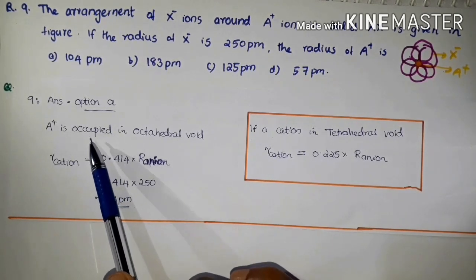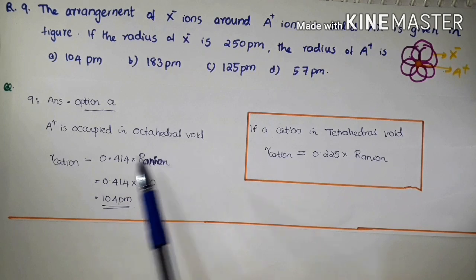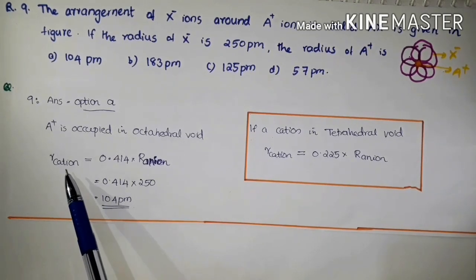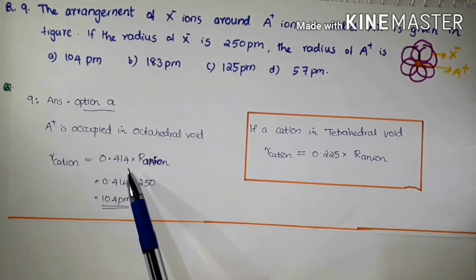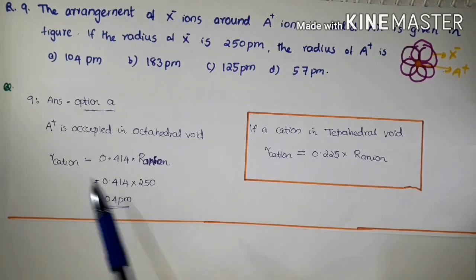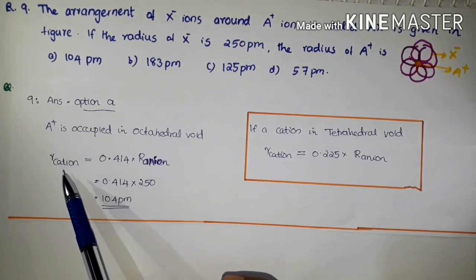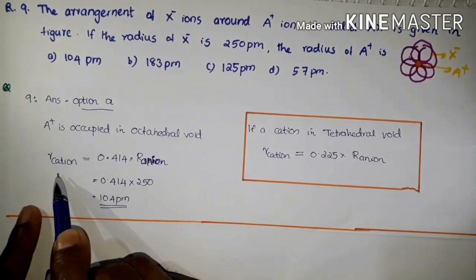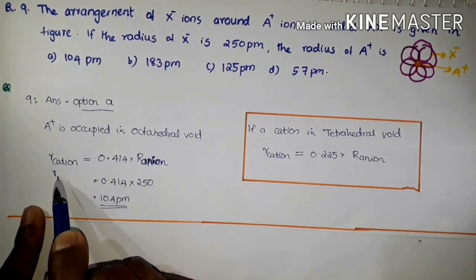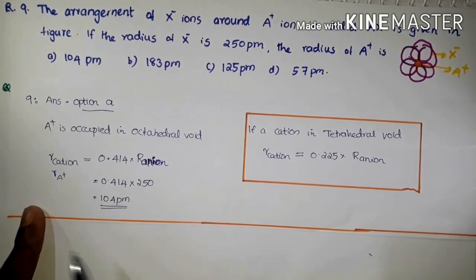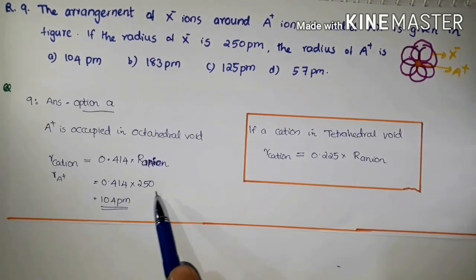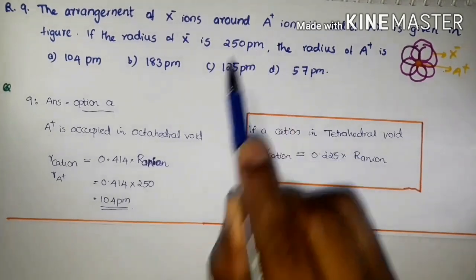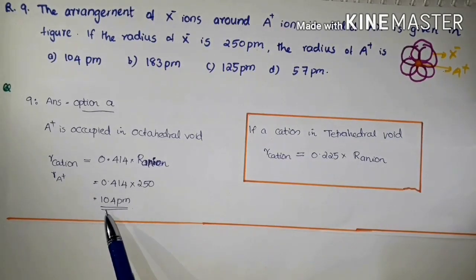If a cation A plus occupies the octahedral void, there is a relationship: radius of cation is equal to 0.414 into radius of anion. So the radius of cation, that is radius of A plus, is equal to 0.414 into radius of anion, which is 250 picometer, and our answer is 104 picometer, option A.